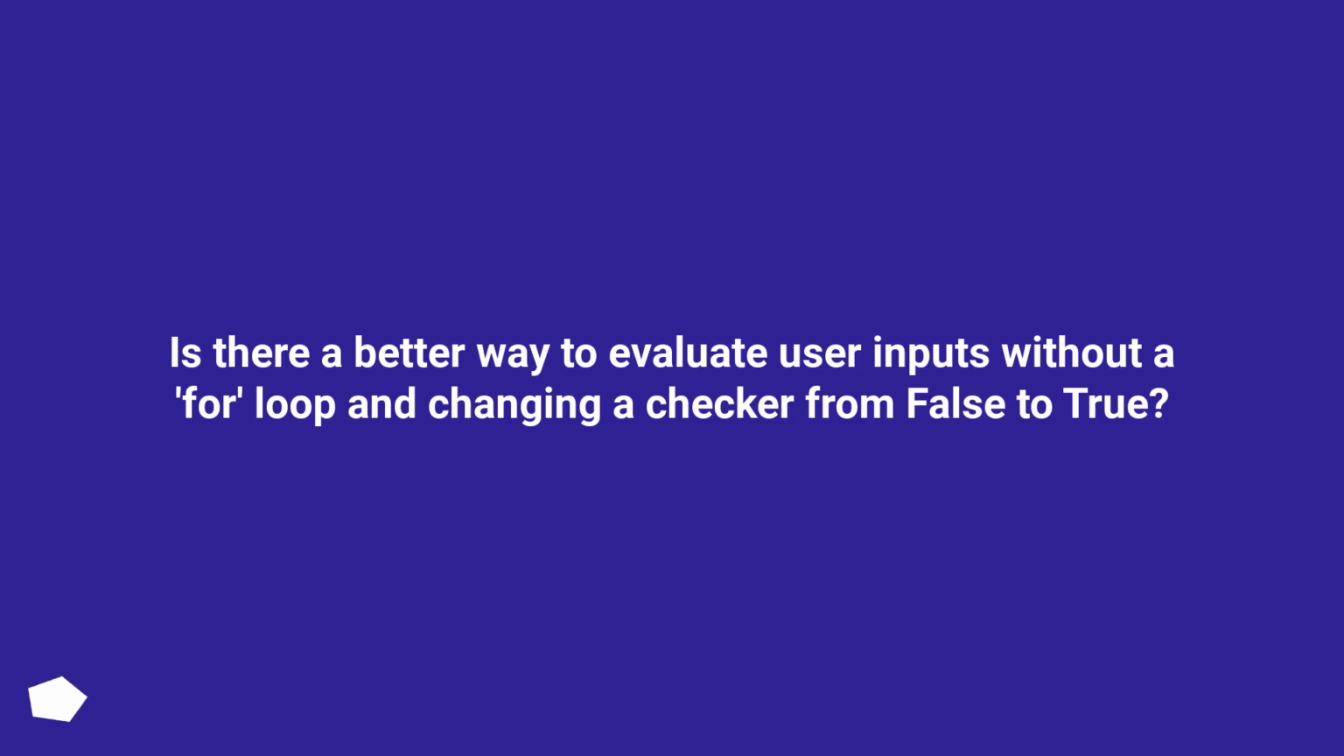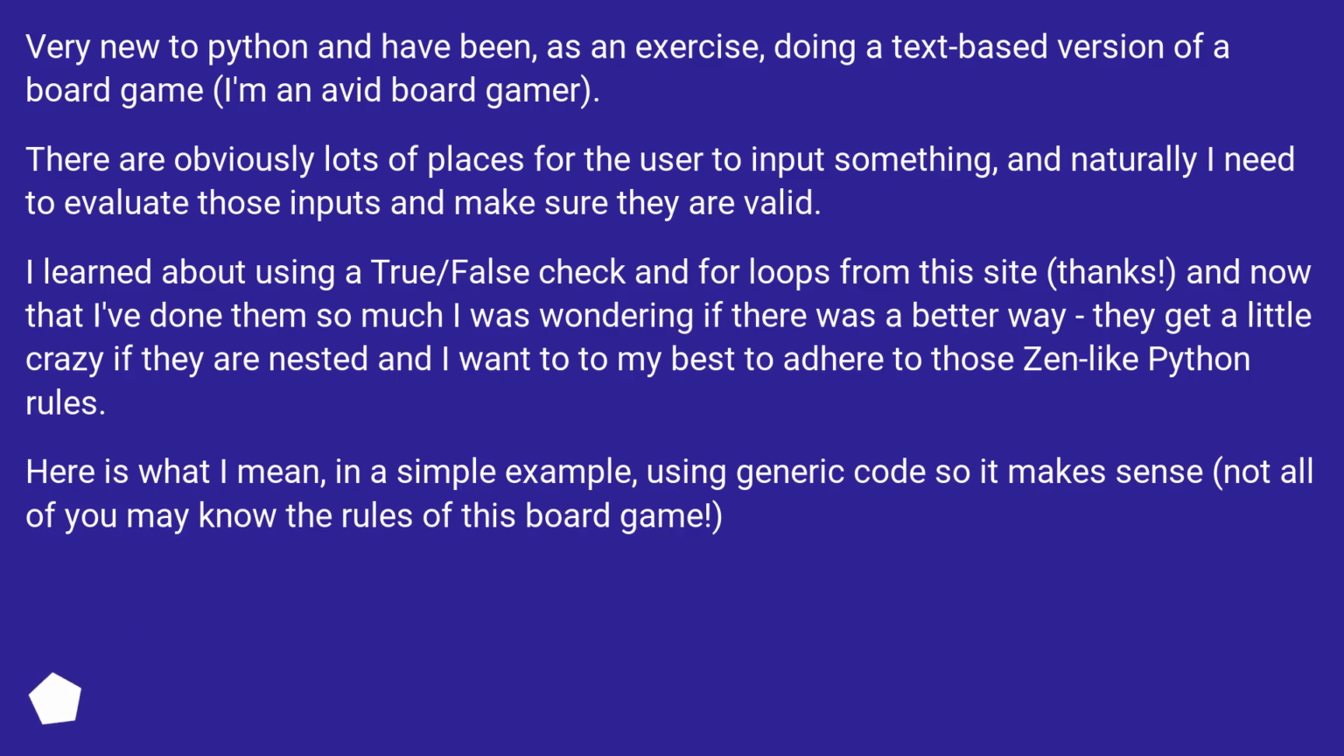Is there a better way to evaluate user inputs without a for loop and changing a checker from false to true? Very new to Python and have been, as an exercise, doing a text-based version of a board game. I'm an avid board gamer. There are obviously lots of places for the user to input something, and naturally I need to evaluate those inputs and make sure they are valid.